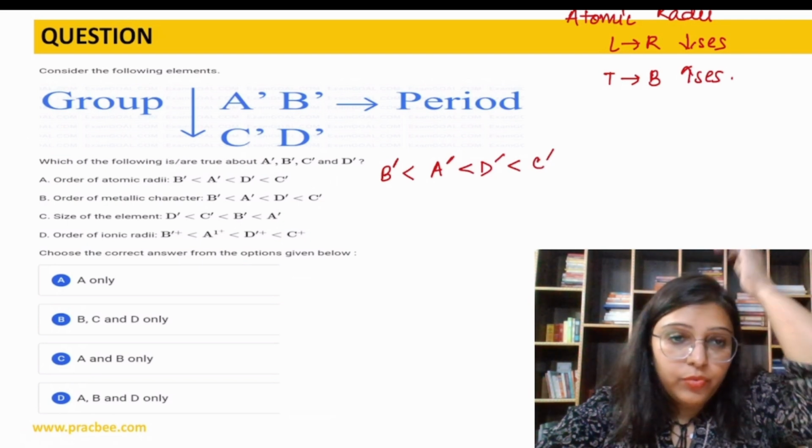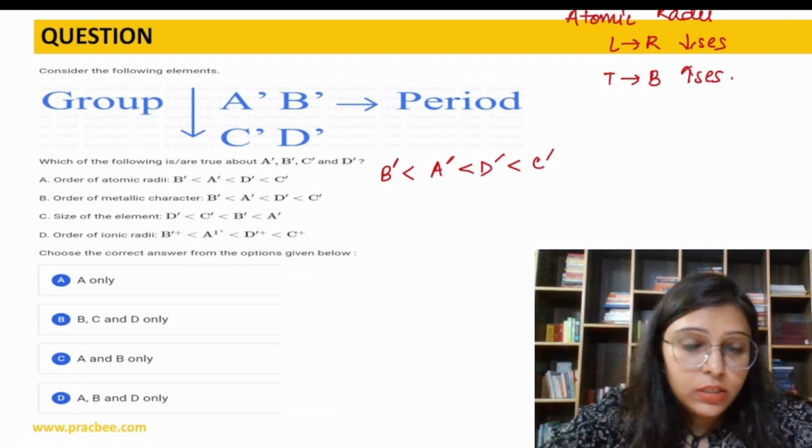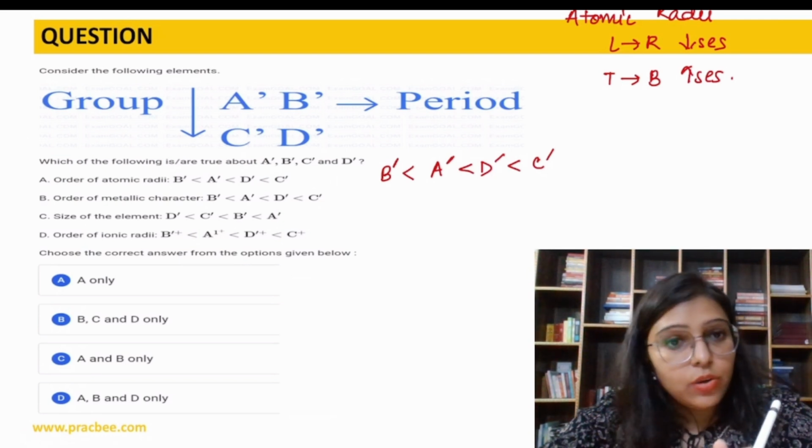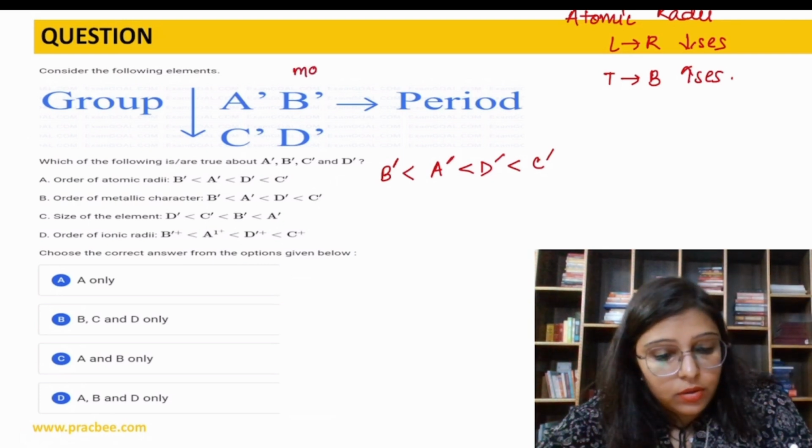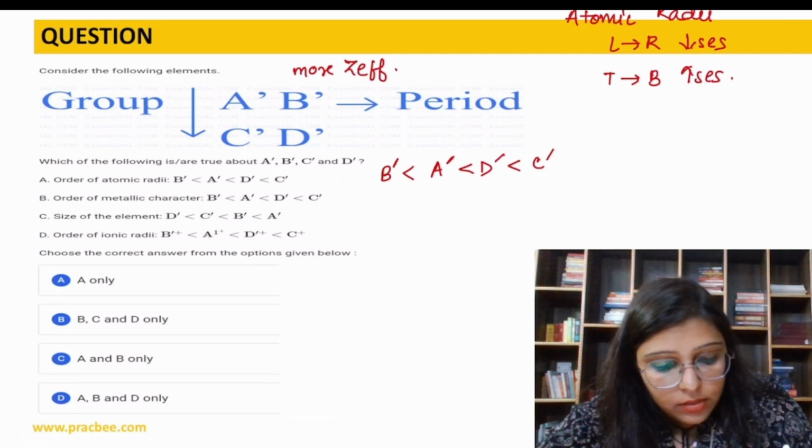Because on moving down the group, the number of shells also increases, thereby increasing the atomic size. So here B dash is less because of more nuclear charge or more Z effective. So this is true. Yes, this is true.